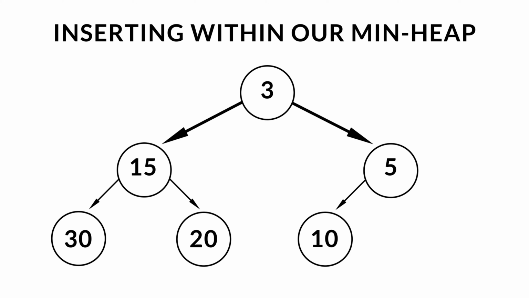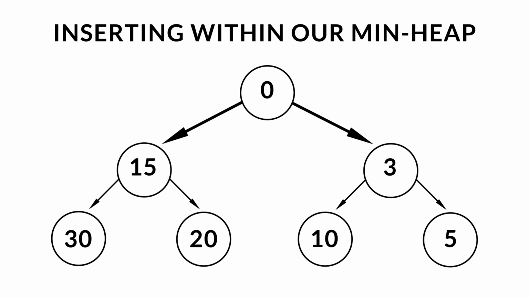Final example, inserting 0 into the heap, we insert at the leftmost position, so it becomes the right child of 5. Heapifying our tree, is 0 less than 5? Yes, it is, so we go ahead and swap. Is 0 less than 3? Yes, it is, so we swap here as well.